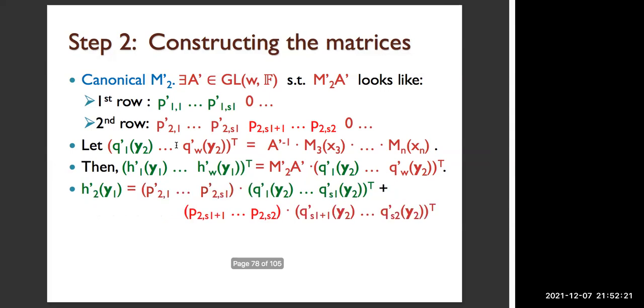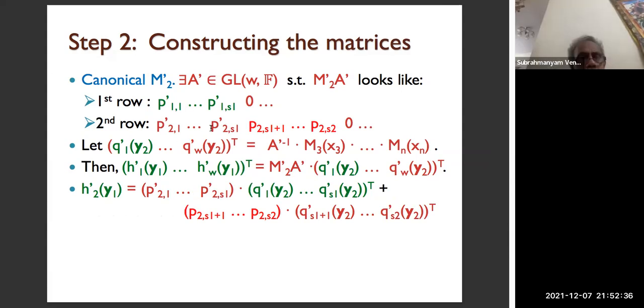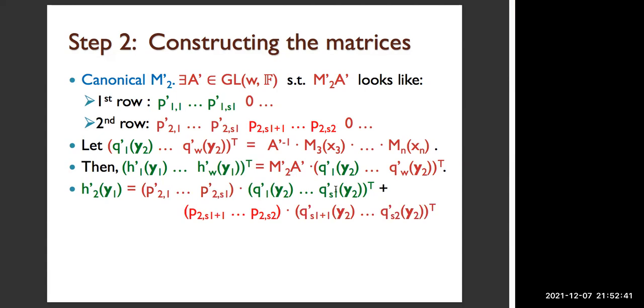Okay, the second row. For the second row, you look at the same equation here and look at the second coordinate. H2 prime, if you expand, it's the second row times the column vector Q prime. And if you expand it, you get this P21 prime to P2S prime times this known Q part, which is already known from the step before, plus this red P2 part times the A part of the Q prime. Okay, so how does it help?